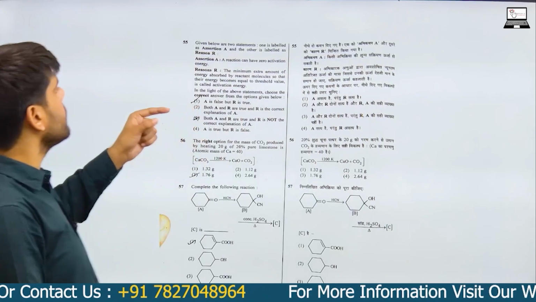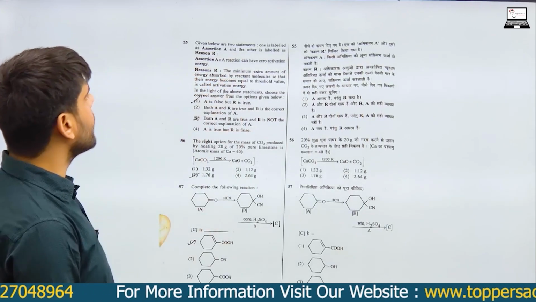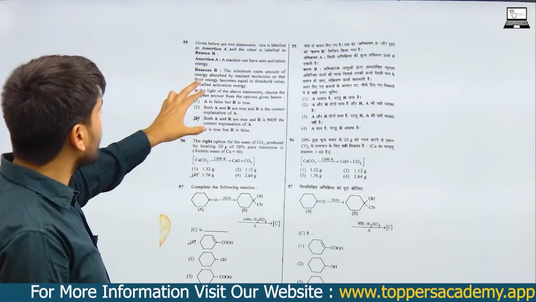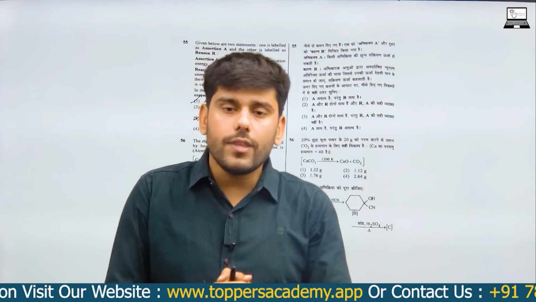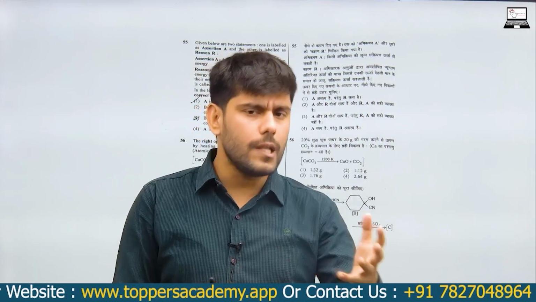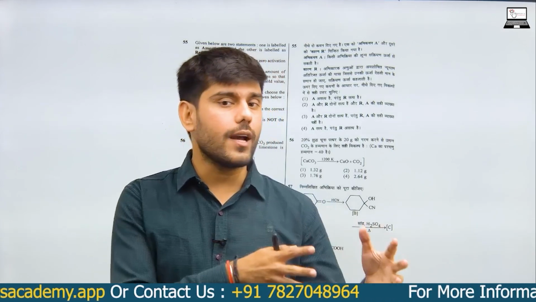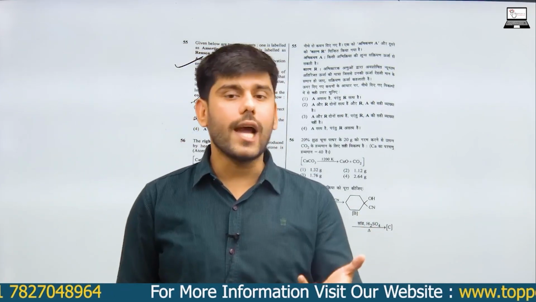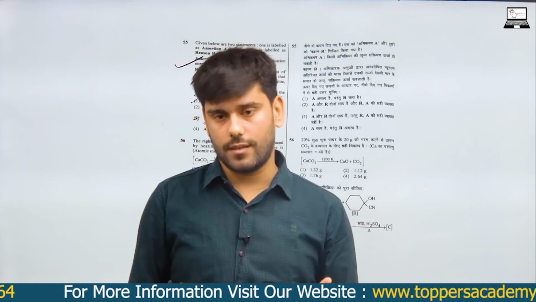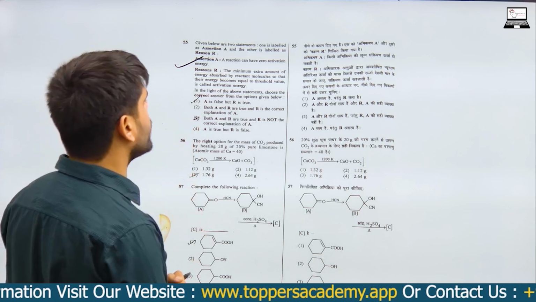the next question is, given below are two statements. One is labeled as assertion and the other is labeled as reason. The assertion says a reaction can have zero activation energy. Now we know that activation energy is mostly positive, but it can be zero as well as negative. In superconducting materials, it can be negative also. So yes, this is absolutely correct. When one of the reactants is a radical, or both the reactants are radicals, then yes, we can have zero activation energy.